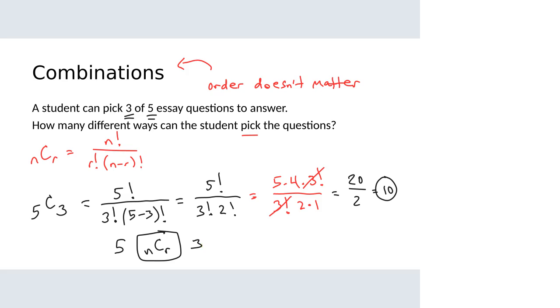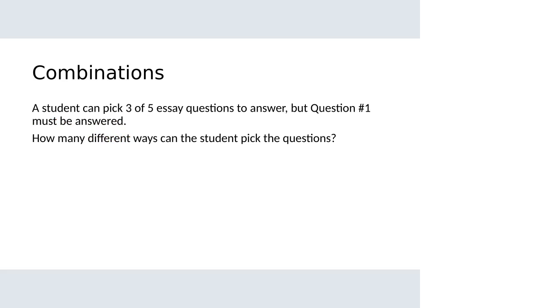Another combination question. A student can pick 3 of 5 essay questions to answer, but question number 1 must be answered. How many different ways can the student pick the questions? This is a little bit like when we were doing those problems at the beginning of class today without replacement or without repetition. Once you've used it, you can't use it again. This is similar in that there are 5 essay questions and the student gets to pick 3, but they have to answer number 1.